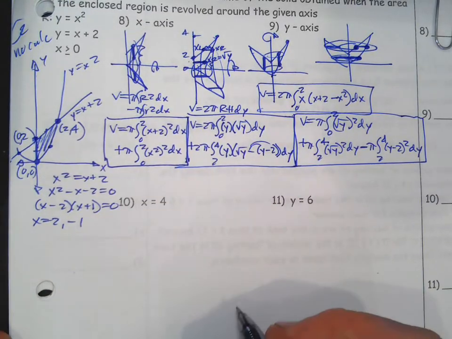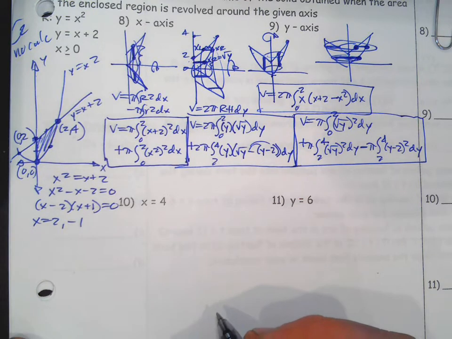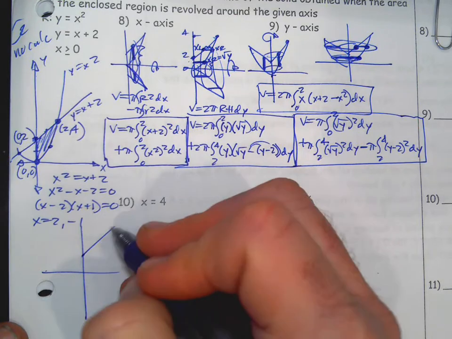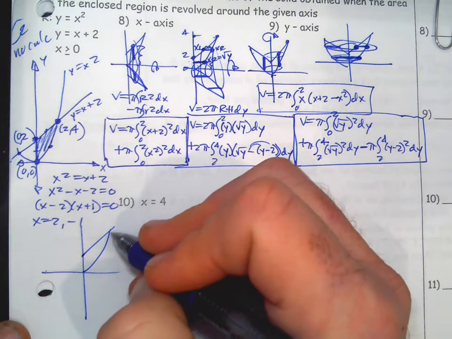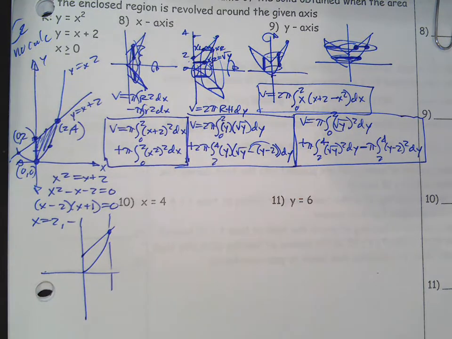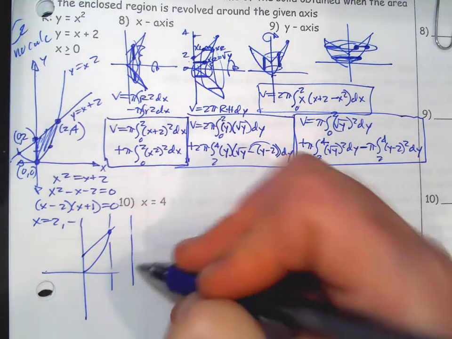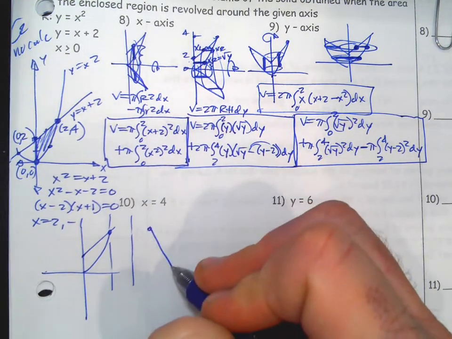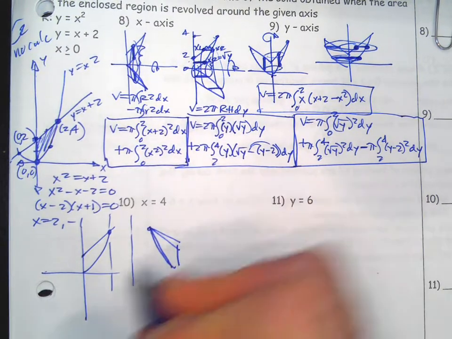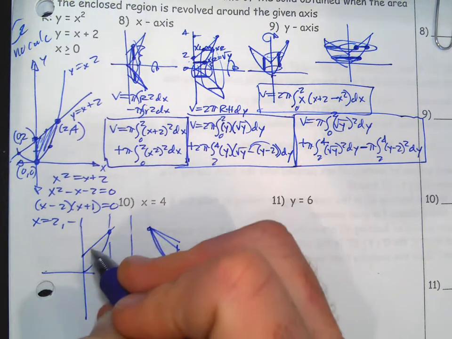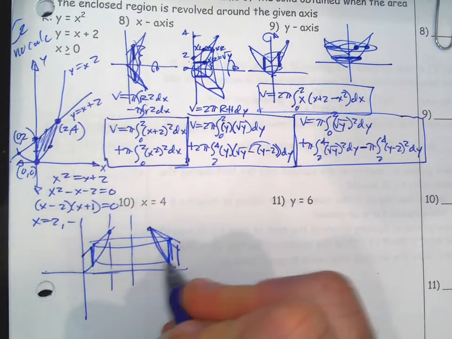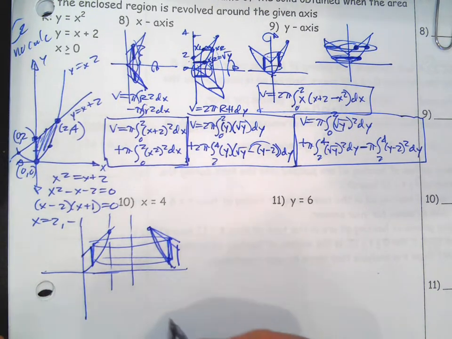Okay, now we're going to do the same thing, but we're going to rotate it around x equals 4. So we take our graph, and it goes right here. X equals 4 is right here, right? No, x equals 4 is a little more over here. So here's our drawing. And if we do vertical slicing, we're going to get shells because it's parallel to the axis of rotation.